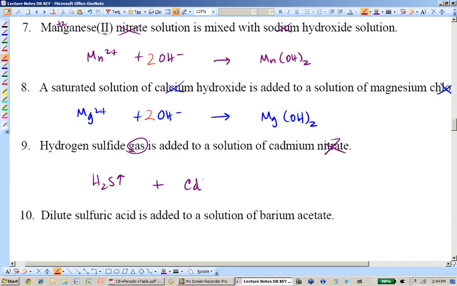So I'm just going to pick up the cadmium ion and do the only thing I can do, which is swap out and make Cd2+ and S2-, CdS, as my solid, and then that's going to give off 2 H+. It's not going to give off hydrogen gas. It's going to give off 2 H+. If you wrote hydrogen gas, you missed it.